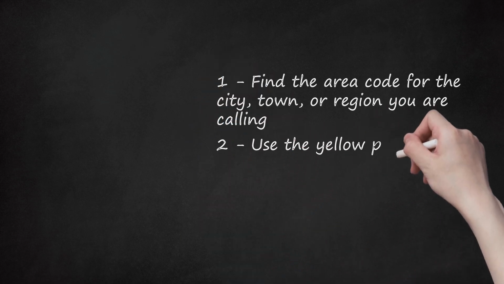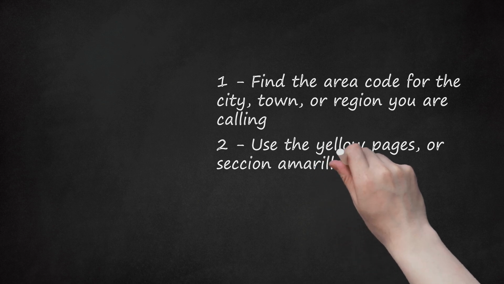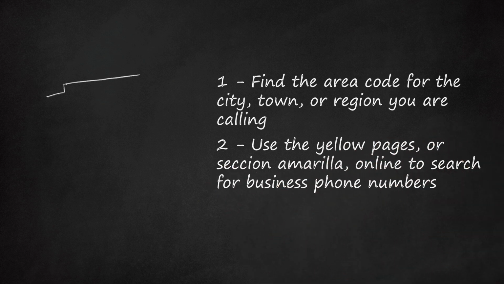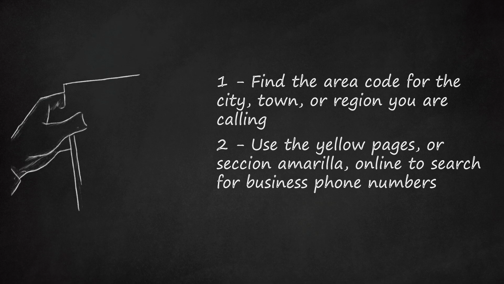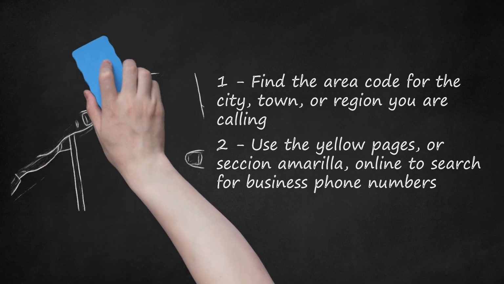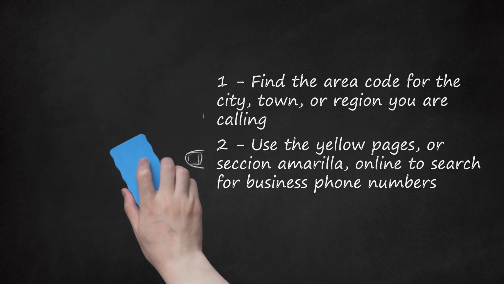2. Use the Yellow Pages, or Sección Amarilla, online to search for business phone numbers. Look up commercial and professional information about businesses including hotels, restaurants, hospitals, and schools. For Sección Amarilla in English, use this in-line citation. Type in what you are looking for and where in the search boxes at the top of the page.